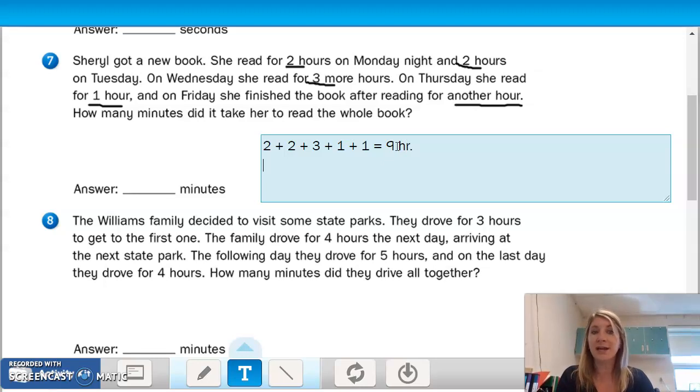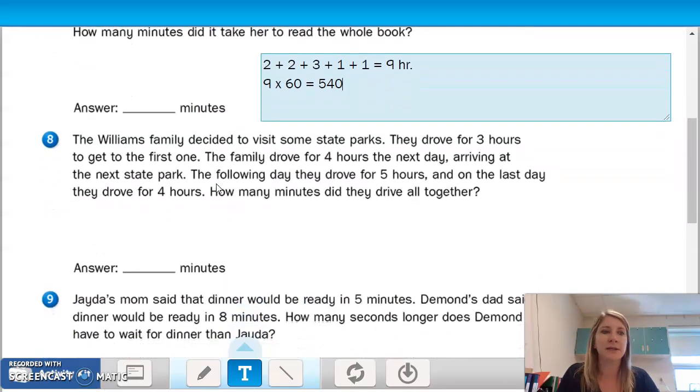Now, we need to turn those 9 hours to minutes. So hours to minutes, times by 60. So 9 times 60. You could use a calculator if you want, but I know what 9 times 6 is. Do you know what 9 times 6 is? Because if you do, don't touch the calculator. 9 times 6 is 54. Put on the 0. Push it over to its place value. Right? So 540 minutes is the answer to number 7. We added up all the hours she read to get the total time it took her to read. Then we times by 60 to convert it over from hours to minutes.